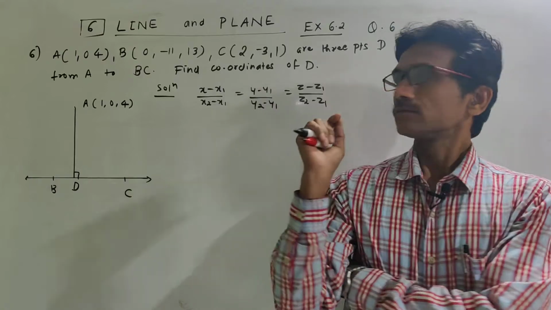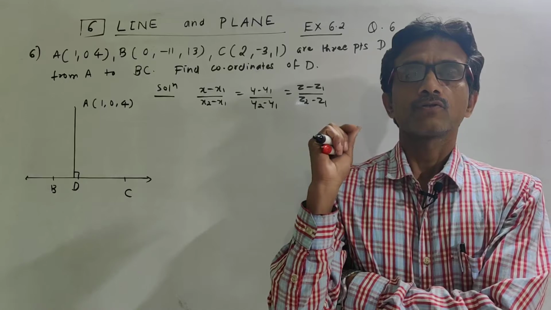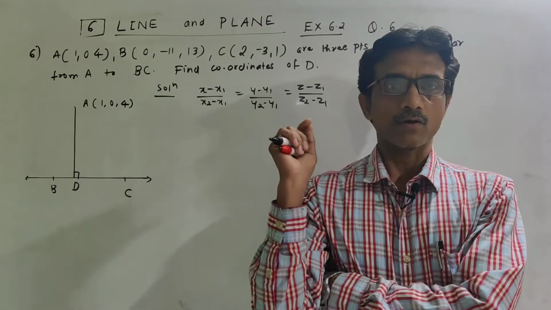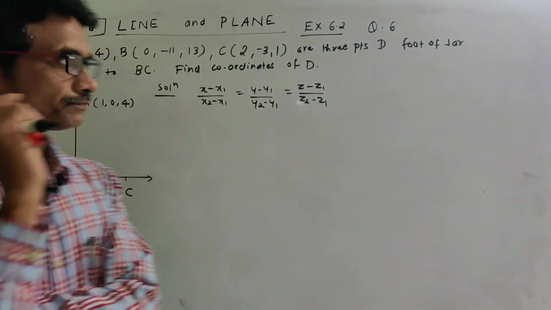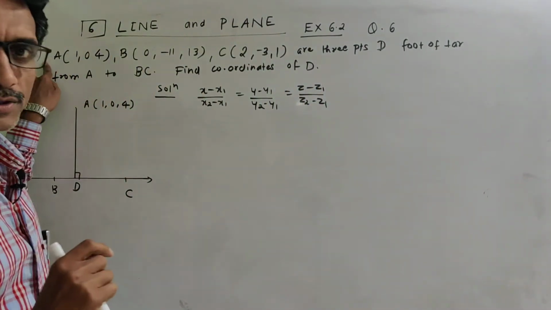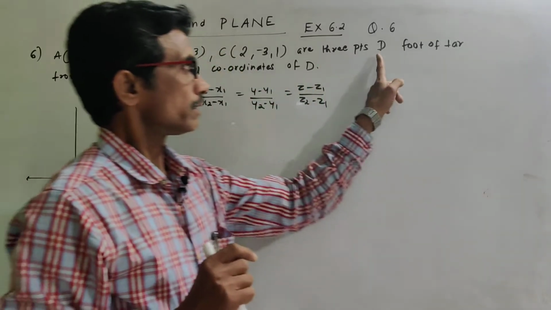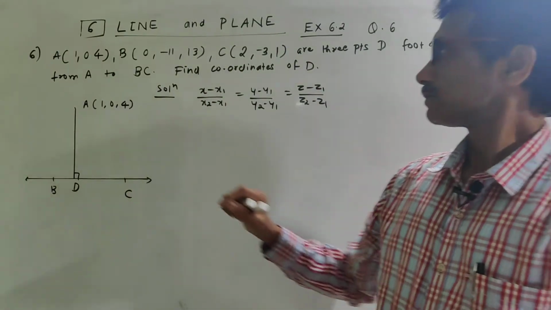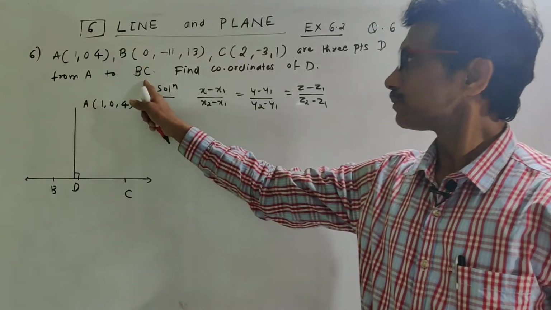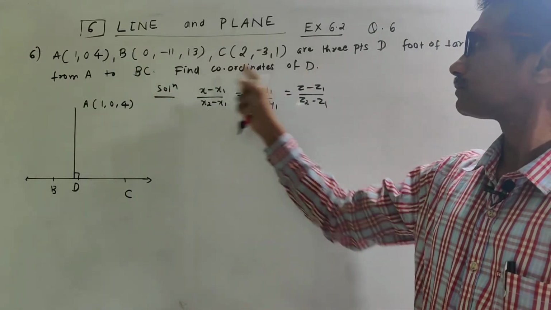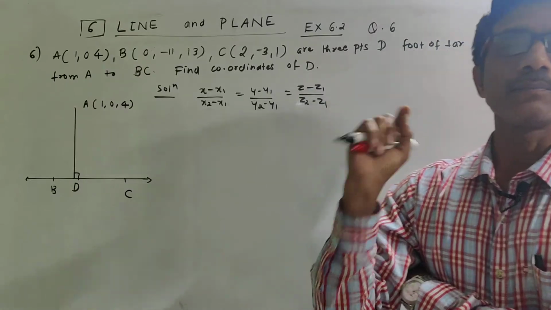Today we are going to solve Question number 6 of Exercise 6.2, Lines and Planes. Here, look at the question. A, B, C, these 3 points. D is the foot of perpendicular from point A to line BC, and we have to find the coordinates of the foot of perpendicular from A to line BC.